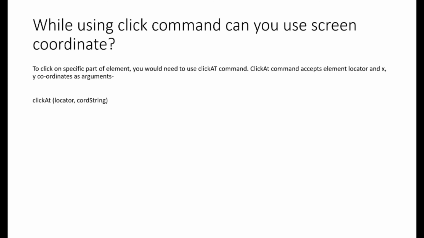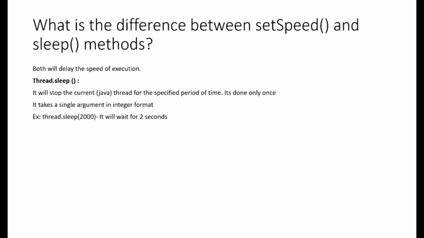Why use the click command, can you use coordinates? You can click at locators and coordinate strings. What is the difference between setSpeed and sleep method? Both will delay the speed of execution. Thread.sleep will stop the current thread for the specified period of time. It is done only once. It takes a single argument in integer format. Thread.sleep(2000) means it will wait for 2 seconds.